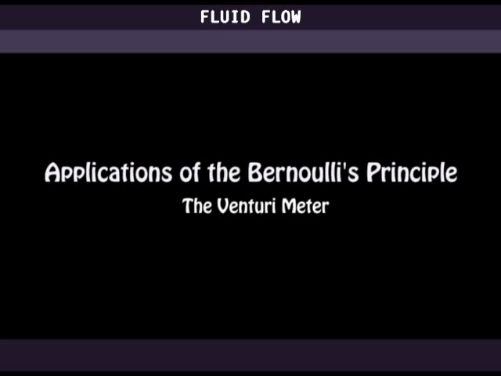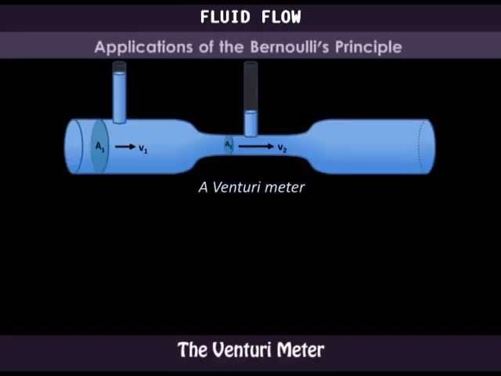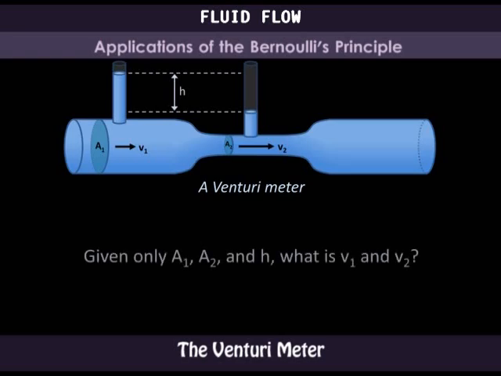Let's look at an example of the applications of Bernoulli's principle. We'll look at the Venturi meter first. It consists of a horizontal tube of varying cross-section with vertical tubes attached to the narrow and wide sections. A fluid moves along its length. The vertical height of the fluid in the constriction is lower due to low pressure as a result of higher velocity. Taking the height difference to be h and given A1, A2 and h, what will be V1 and V2?